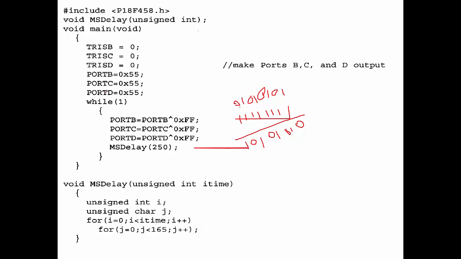Now check me. The port B value is 5, and after the XOR operation it changed to 10101010. So it is AA. Now it is getting inverted. The same inverting operation, that is the toggle operation, using XOR is also possible.